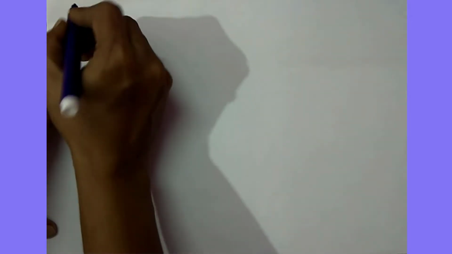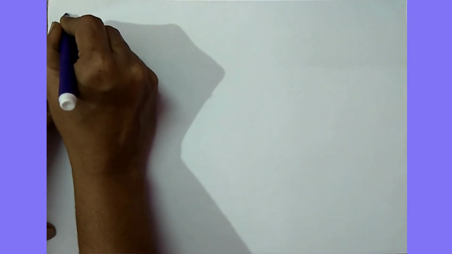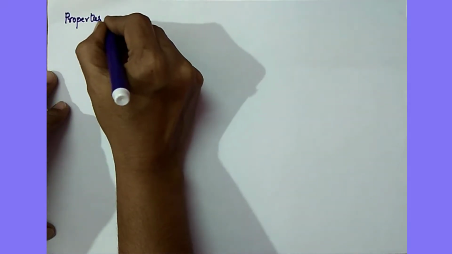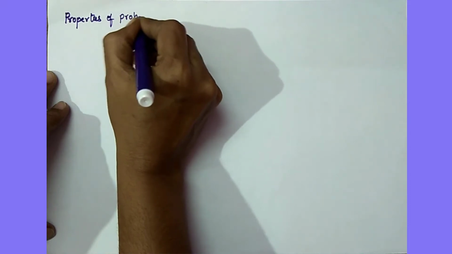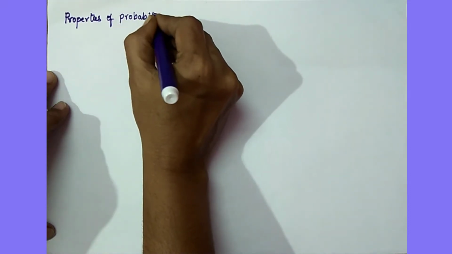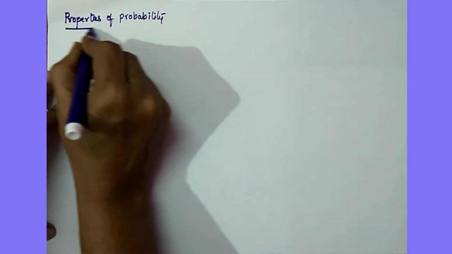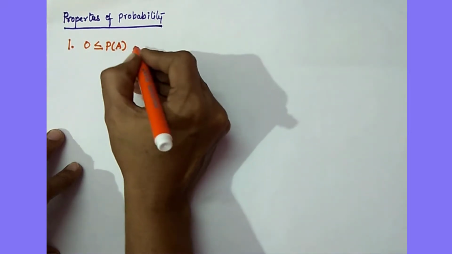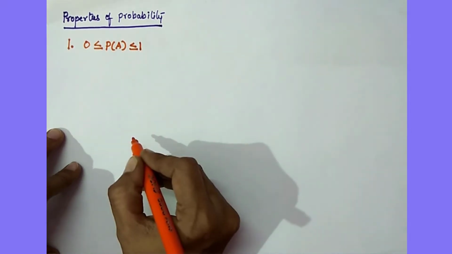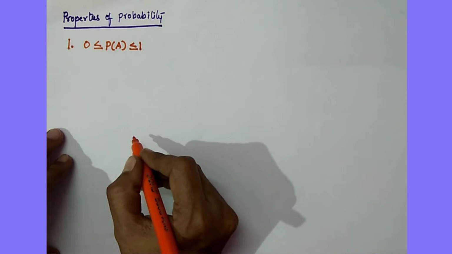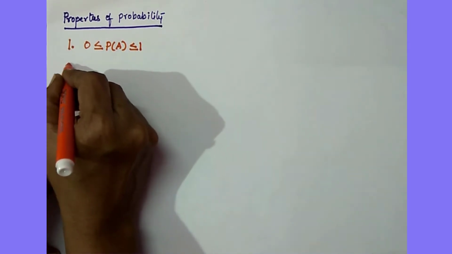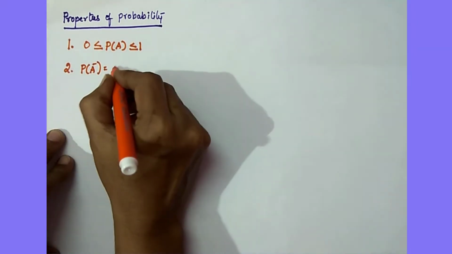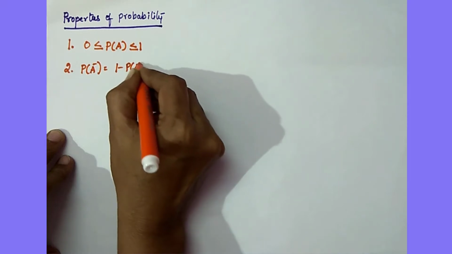Let me explain the properties of probability. The first property is 0 less than or equal to P of A less than or equal to 1. It indicates the probability is always between 0 and 1. The second one is P of A bar is equal to 1 minus P of A.